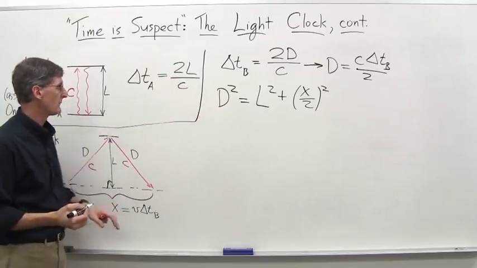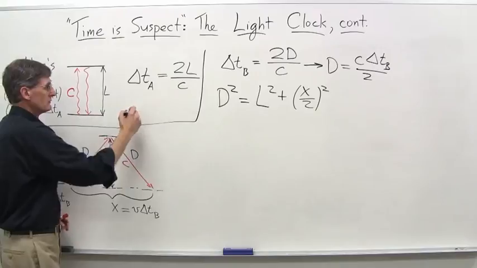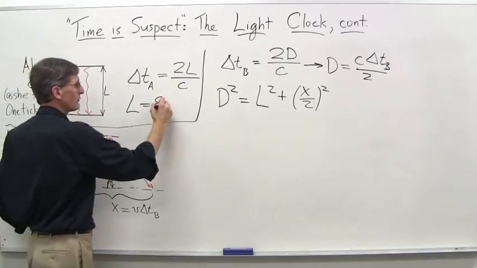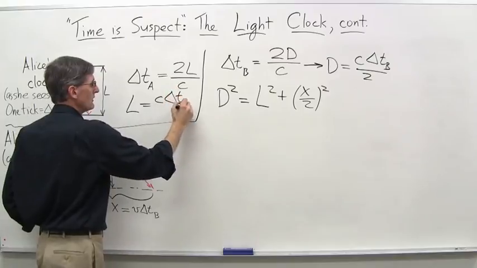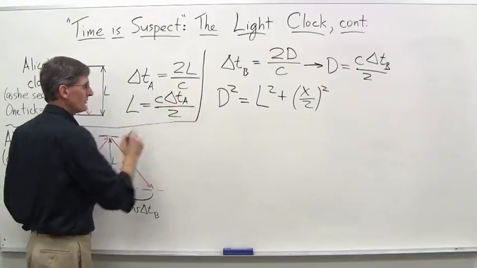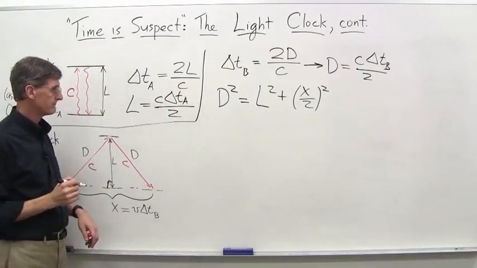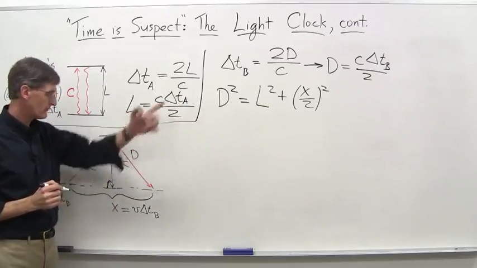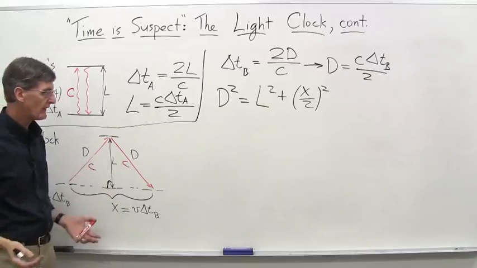We'll do that in just a minute. This one here, I can rewrite, and it tells me that L, multiplied by c here, L equals c delta ta over 2. That's good news, because I can square that and plug it in for L squared. And then the x there can be this. So let's plug all that in and see what we've got.